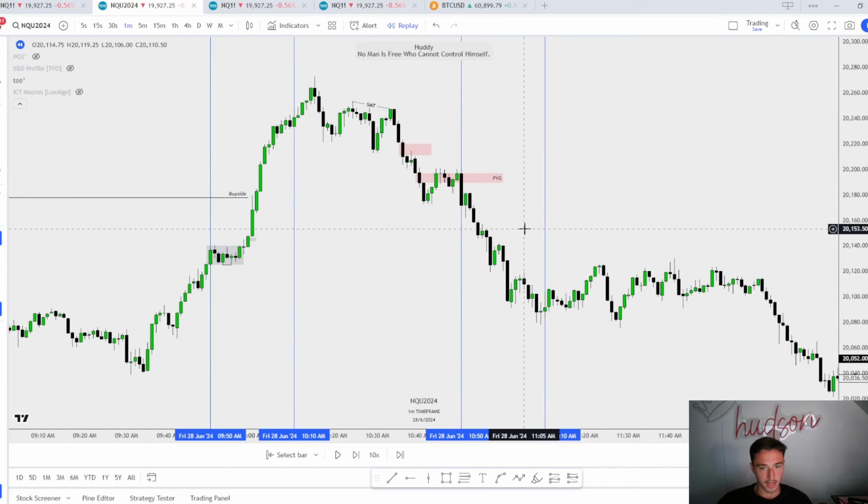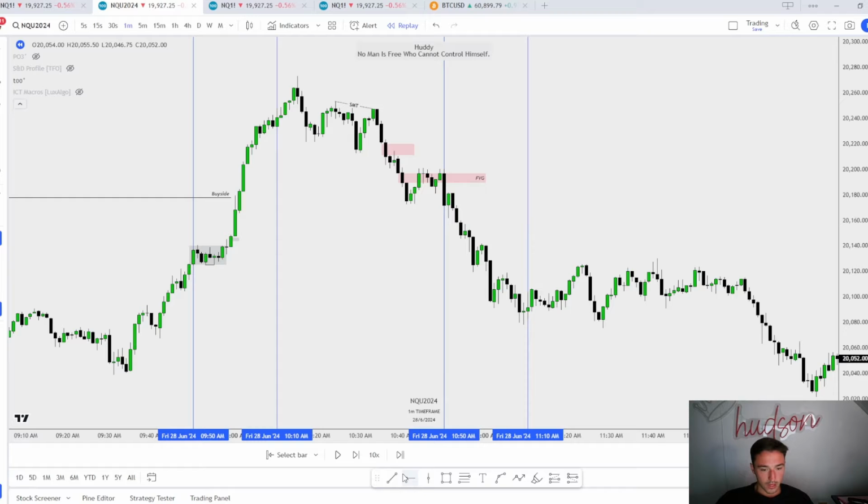You get an entry here. You can get an entry on this order block. We close below it, tap it, and then we continue lower.